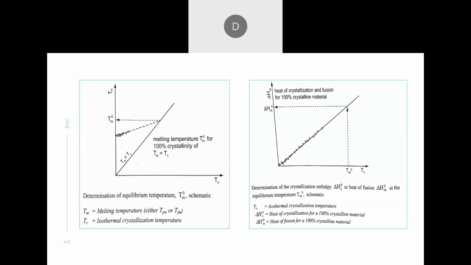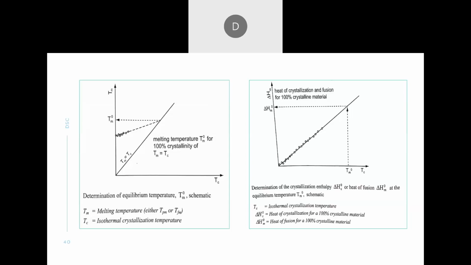In this way the sample is crystallized at a particular temperature T1, and this temperature T1 is called the isothermal crystallization temperature. Now again the sample is heated above the melting point, cooled to some other temperature T2 and allowed to crystallize, and we get another isothermal crystallization temperature. If we perform this several times, we will get a set of pairs of data points.